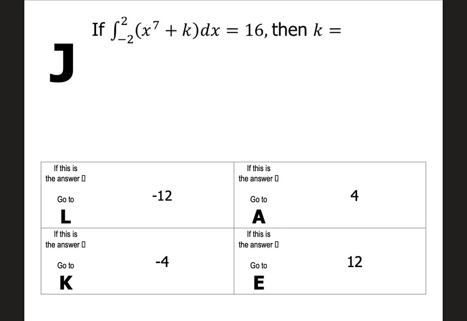Okay, so this next one is the integral from negative 2 to 2 of x to the 7th plus k dx equals 16, so some little equation, and you want to solve it for k. Basically we're going to evaluate the left-hand side. It's going to be something in terms of k, and then set it equal to 16, and then solve for k.